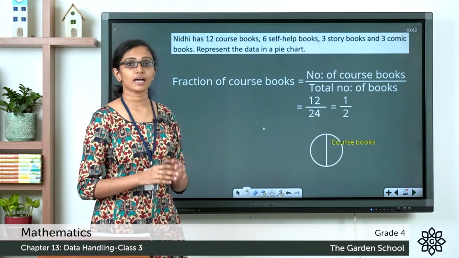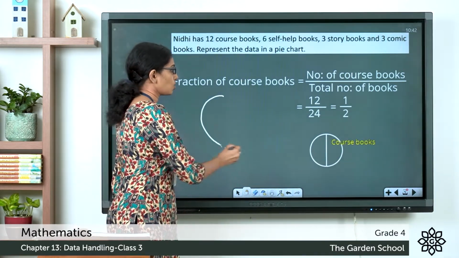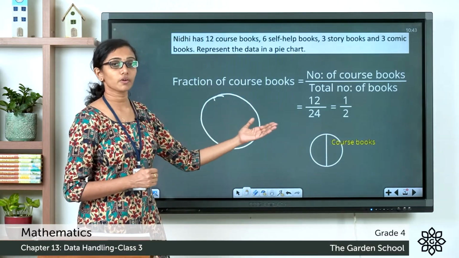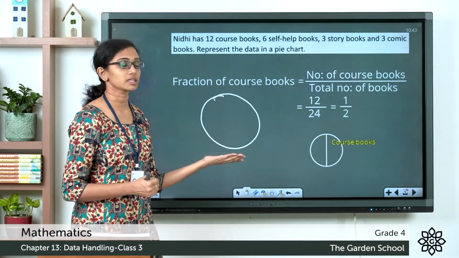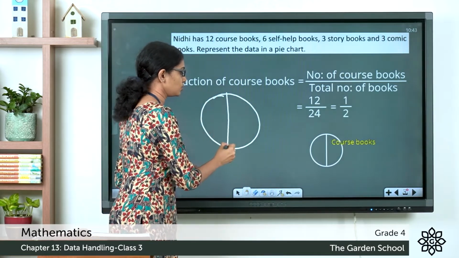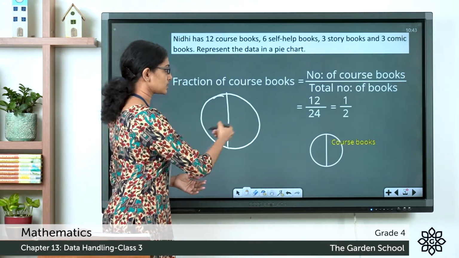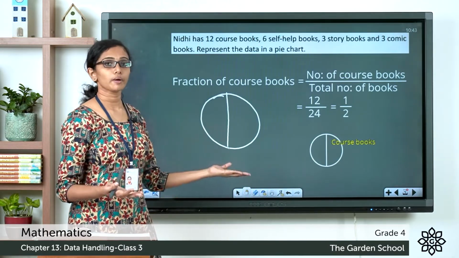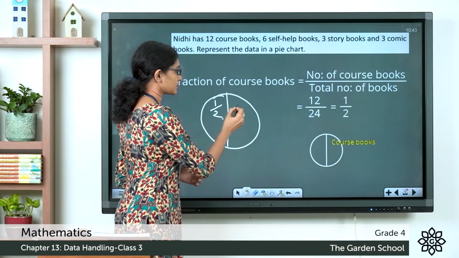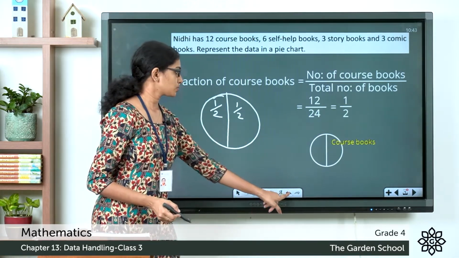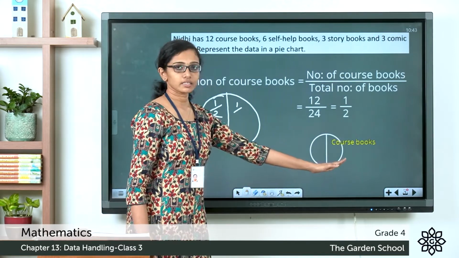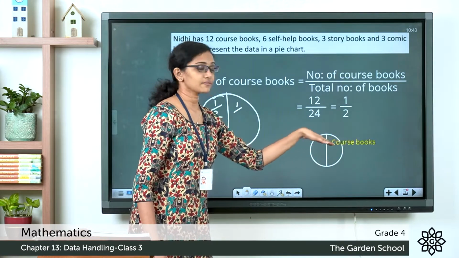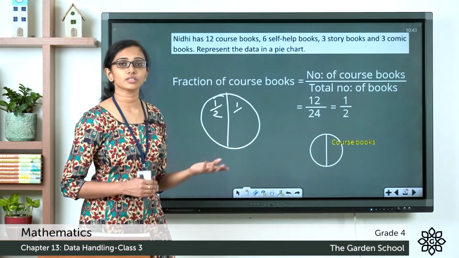So how do we represent that in the pie chart? First, let's draw one whole circle. Then the fraction of course books is half of the whole number of books, that is half of the whole circle. So let's just divide the whole circle into half. You can divide it like this or this, it doesn't matter. Just make sure that you are dividing that circle into half, or 1 by 2. Now each of these parts will represent a fraction of 1 by 2, right? So here I am dividing the circle into half like this, and this half, or 1 by 2, will represent the fraction of course books among the total 24 books.